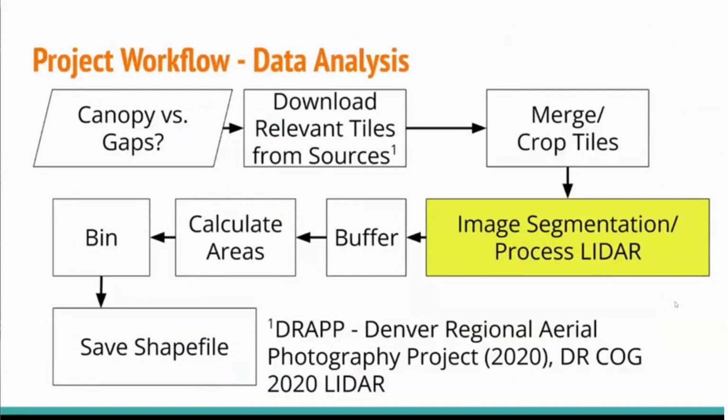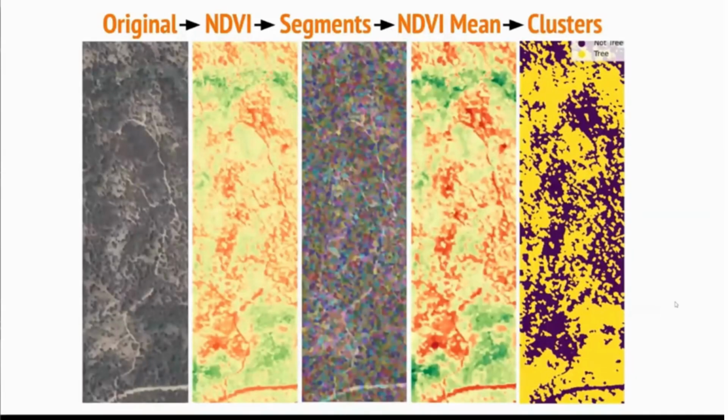Moving forward from data preparation is to analyze the data through image segmentation and LiDAR processing. Specifically, the segmentation method involved 5 steps for the imagery tiles. First, calculating the NDVI pixel by pixel, then using the quick shift method from Scikit image to group similar pixels into larger segments. Next, calculating the mean NDVI for each segment. After that, applying the k-means clustering method on the NDVI means. Finally, classifying as trees or not trees.